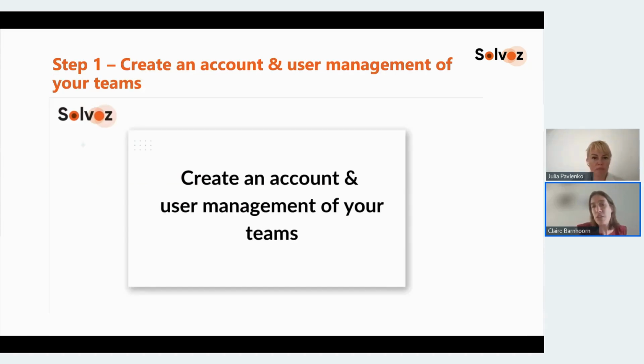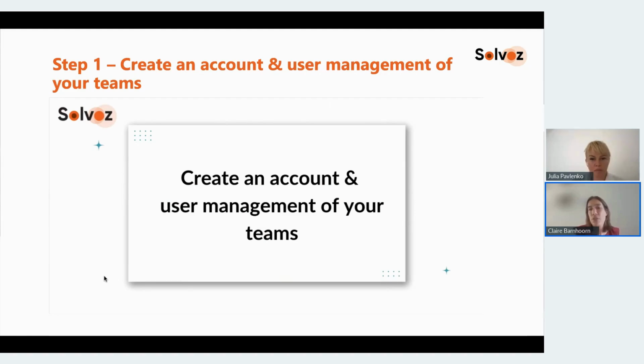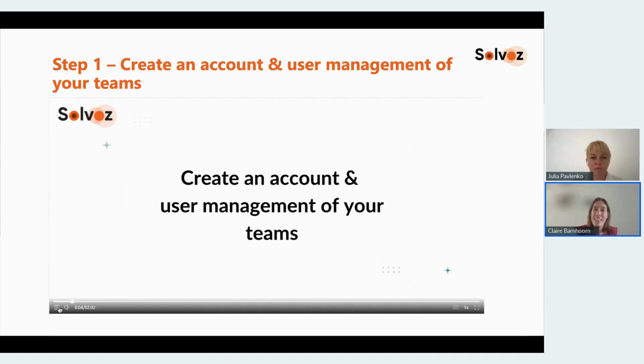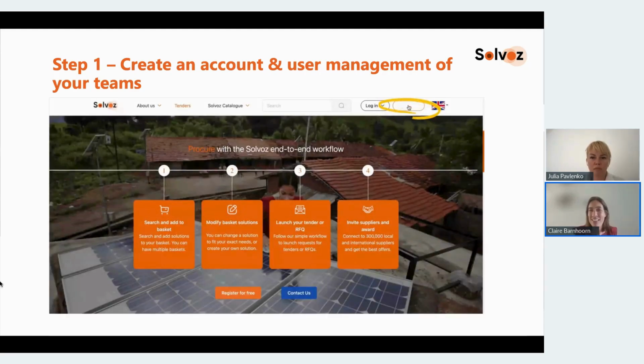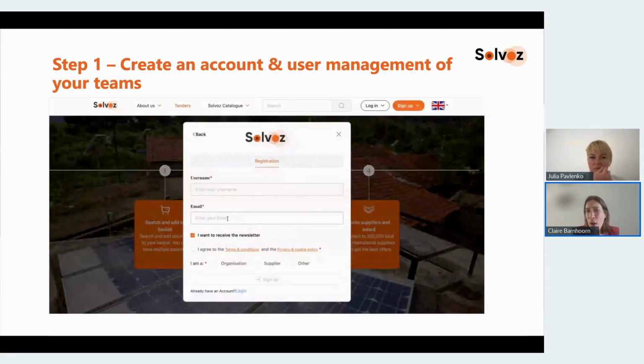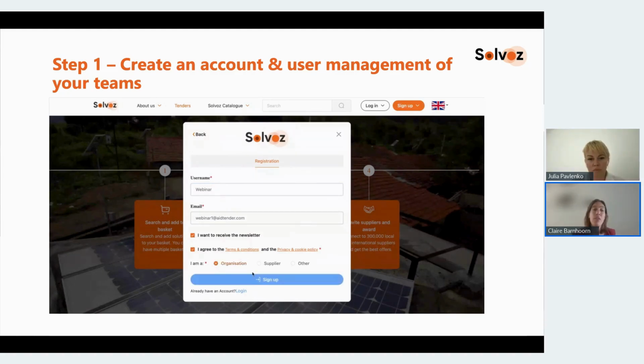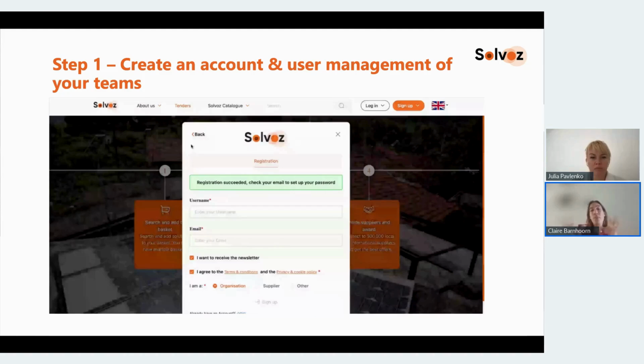All right, we have some videos prepared for these step-by-step. First we do creating the account and user management of your team. Basically, hit the right button and get started. On the upper one, you see sign up. You can sign up with a username and your email address, and you can identify if you're an organization, a supplier, or something else, because there are two different kinds of accounts.